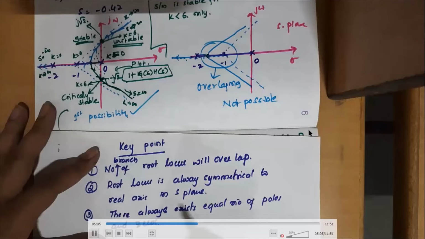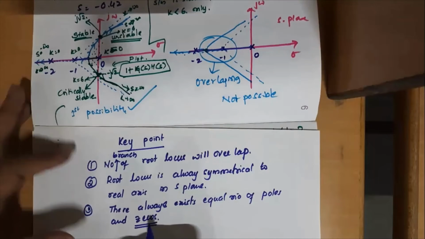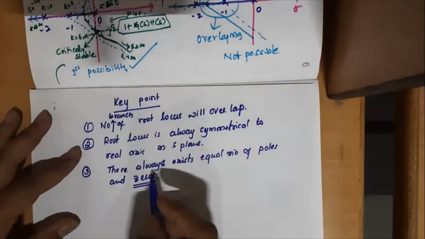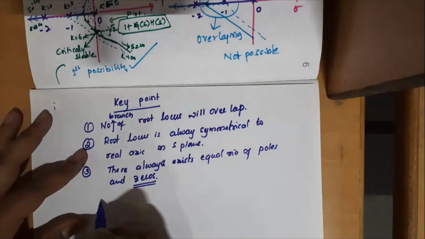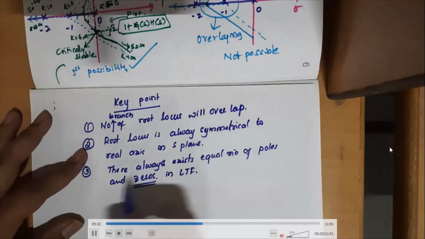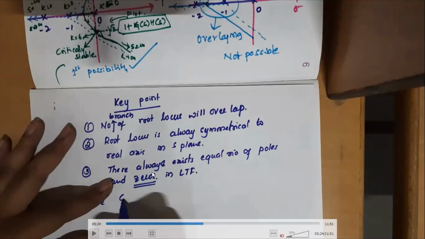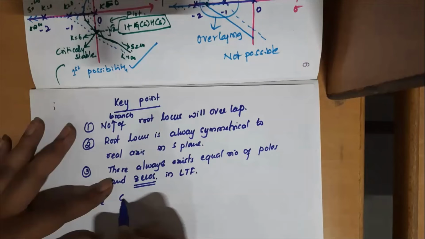And the third one is there always exist equal number of poles and zeros. These are key points to remember, but nowhere it is mentioned technically. There exists equal number of poles and zeros. This I have underlined. The meaning of this zeros has a different interpretation.